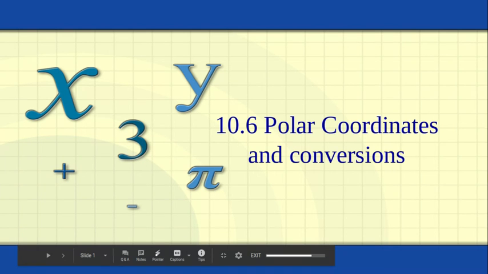All right, guys, so we're going to start our next type of coordinate system, which is going to be polar coordinates and polar functions. So this is going to be a little different than when we graph within the XY plane. We're going to be using rotation and distance from the pole.